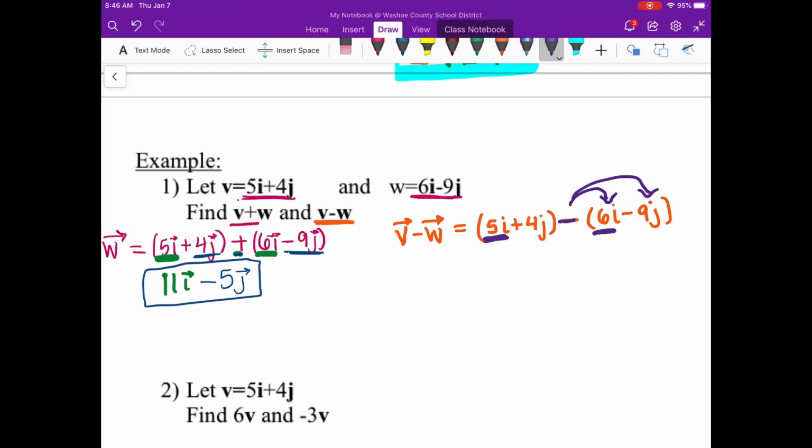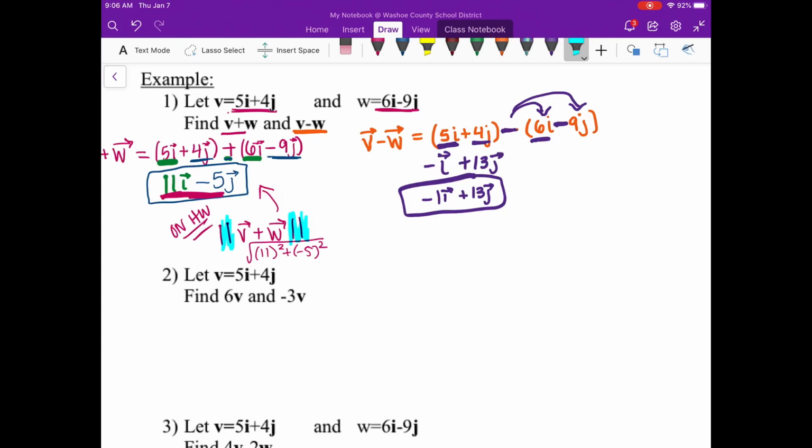In this case, I have 5i minus 6i, so that's a negative 1i. And then I have 4 minus a negative 9. That becomes a plus, so it's 4 plus 9 essentially. So that's plus 13j. And again, these are vectors, so I need to add the arrow. You could include the 1 there, so you could technically say 1i plus 13j with the vector above. You don't need to, either one will be fine, okay? So whichever one you want.